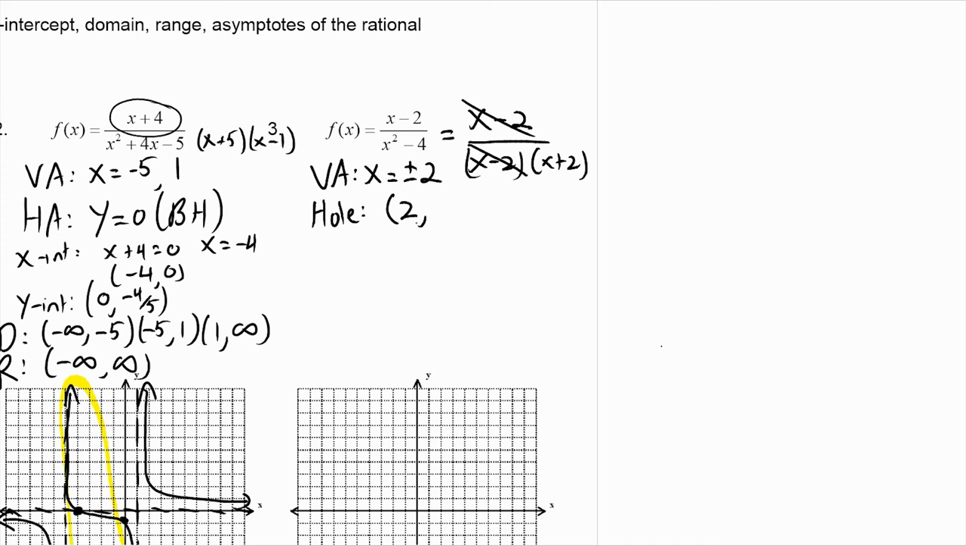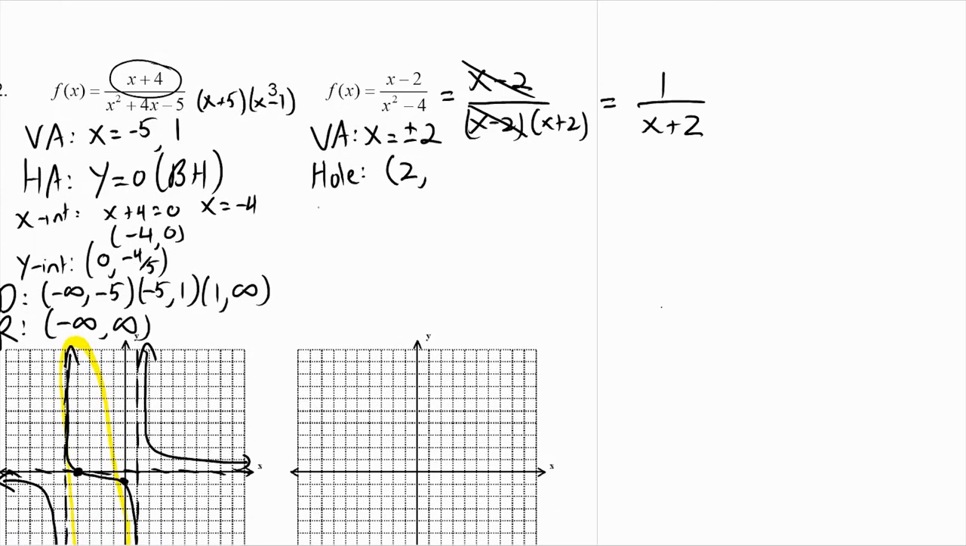Now, I'm going to figure out the y value of the hole in a little bit. But just as of right now, once you cancel this, you can rewrite this as 1 over x plus 2 and graph just this graph. But you need to make sure that you put in a hole at x equals 2. Okay, the horizontal asymptote, yet again, all these are going to be bottom heavy, so it's going to be y equals 0. The x-intercept, if we set the top equal to 0, that would give us x equals 2, but that's actually where our hole is going to be, so there is actually no x-intercept. The y-intercept, on the other hand, is going to be -2 over -4, which is going to give me 1/2, and positive because negative and negative.